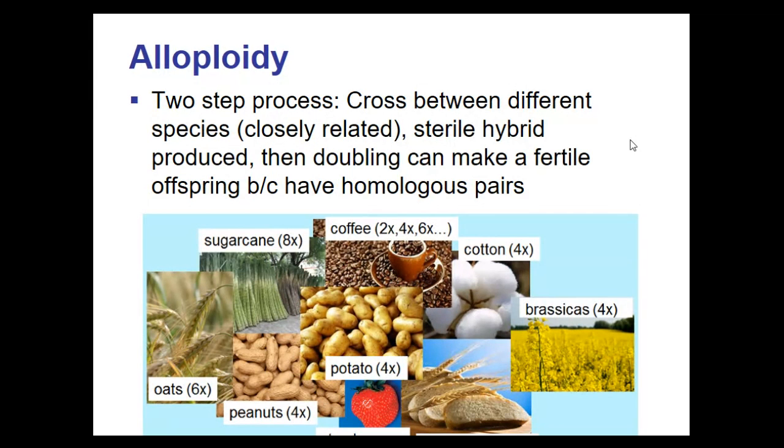And there are several different crop plants that have had that done to them, and it even says how many. They actually have 6 times the normal number of chromosomes that they've done with these hybrids just to get them to be able to reproduce.